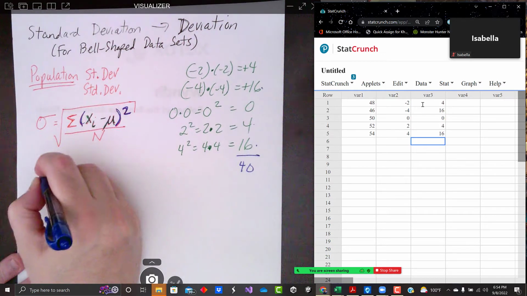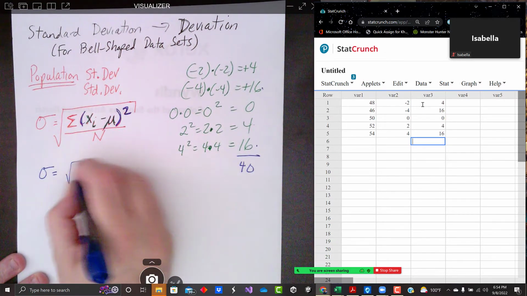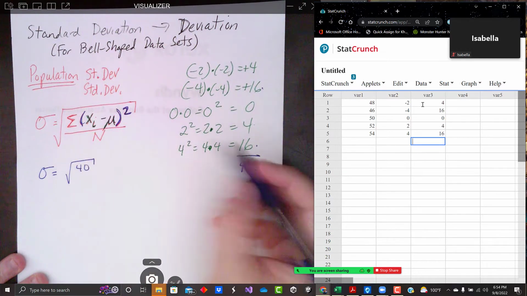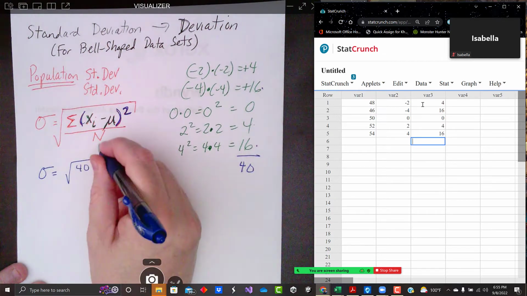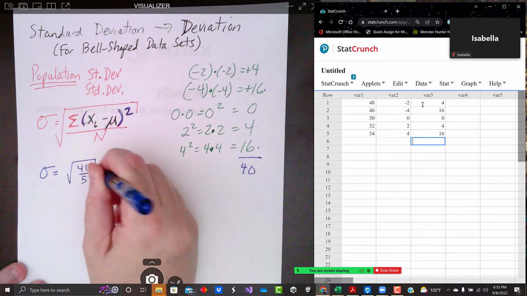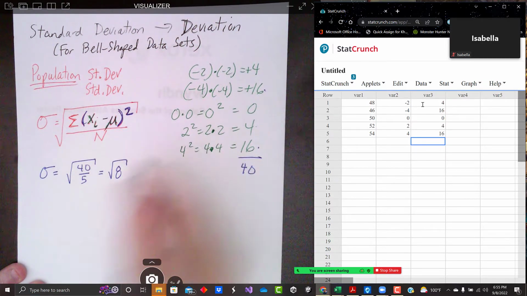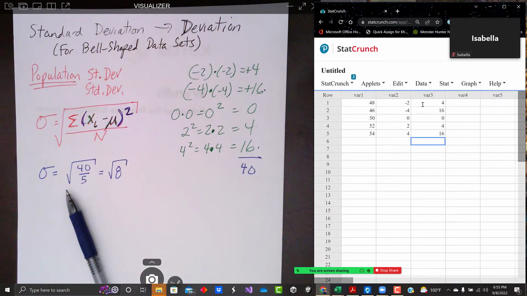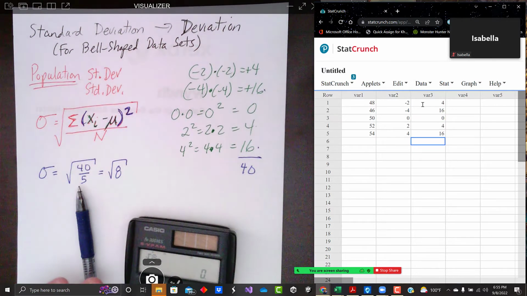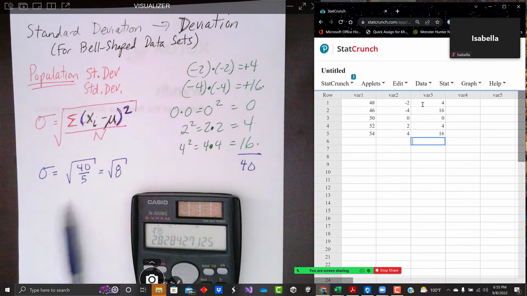So right now, my sigma looks like this. Square root of 40 over n. N is the sample size or population size. Here it's 5. 40 divided by 5 is 8. And square root of 8 is close to 3.828.